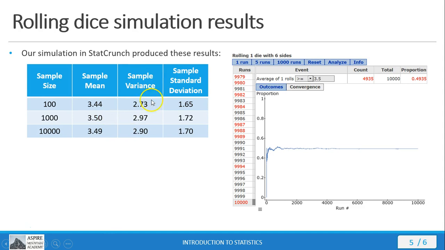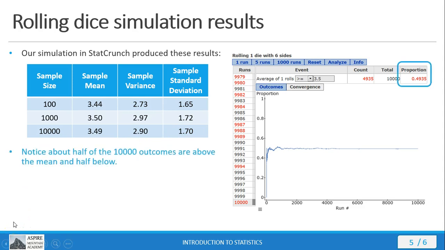Looking at the sample variance, with 100 outcomes, we've got 2.73. When we get to 1,000, it's 2.97. We get to 10,000, it drops back down a little bit to 2.90. Sample standard deviation comes up to 1.65. That kind of settles around 1.7, 1.72. So we can see here that these are the results for our simulation.